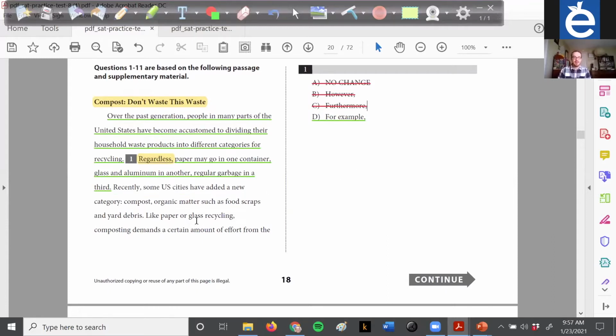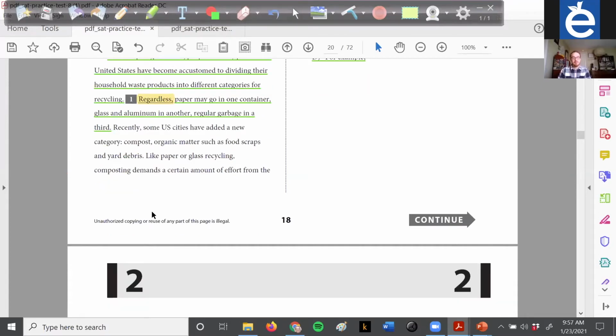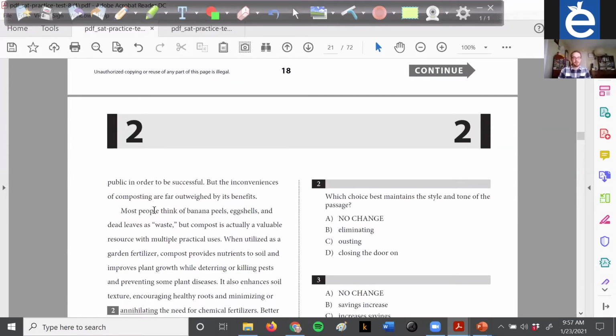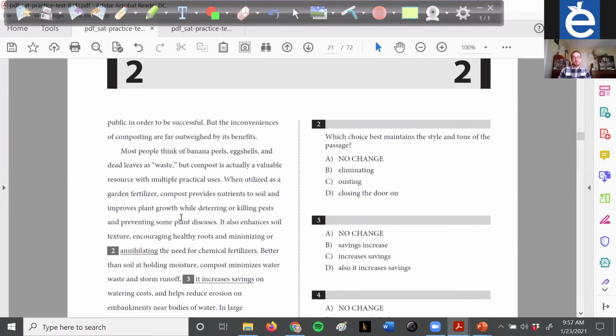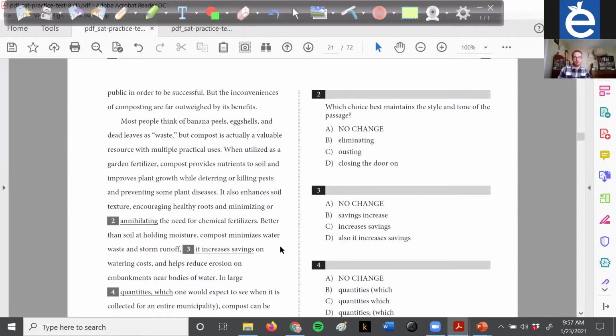Recently, some US cities have added a new category: compost, organic matter such as food scraps and yard debris. Like paper or glass recycling, composting demands a certain amount of effort from the public in order to be successful, but the inconveniences of composting are far outweighed by its benefits. Most people think of banana peels, eggshells, and dead leaves as waste, but compost is actually a valuable resource with multiple practical uses. When utilized as a garden fertilizer, compost provides nutrients to soil and improves plant growth while deterring or killing pests and preventing some plant diseases. It also enhances soil texture, encouraging healthy roots and minimizing or annihilating the need for chemical fertilizers.